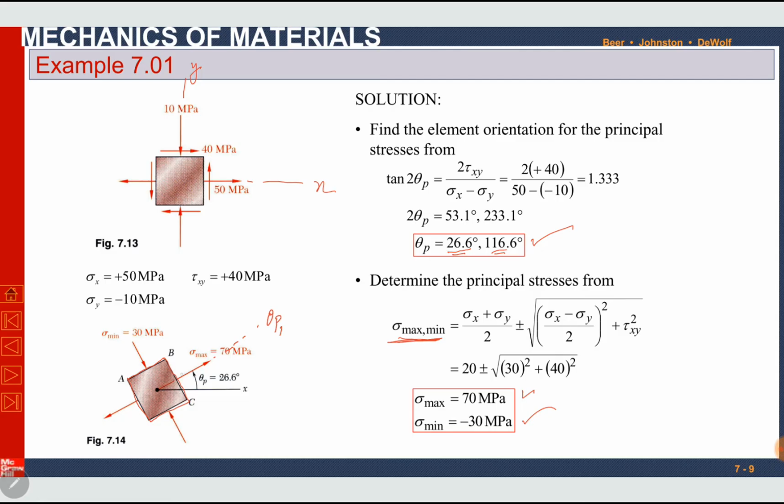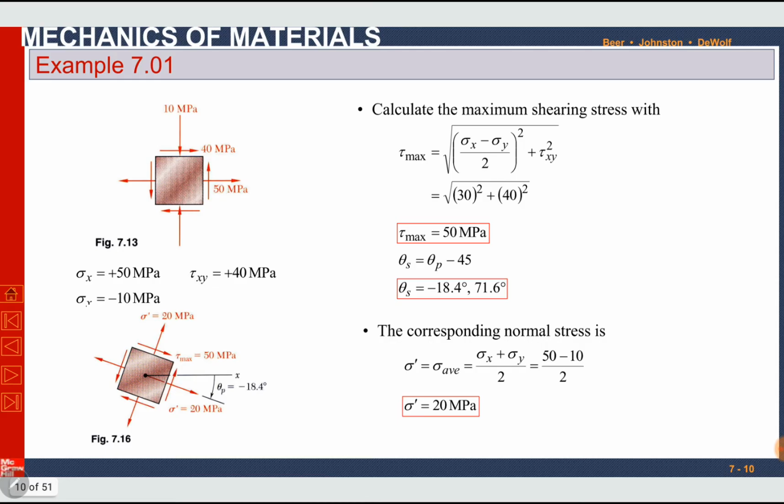Again, by adding 90 to 26.6, it is 116, so it is minimum. You can see sigma y is minus 10, so by rotating y, we can find theta p2 and sigma minimum, and we can find sigma minimum in theta p2 direction, which is negative 30 megapascal compressive. Okay, to find tau maximum, again we have the expression. By putting sigma x, sigma y, tau xy, it is very easy to find tau maximum equal to 50 megapascal.